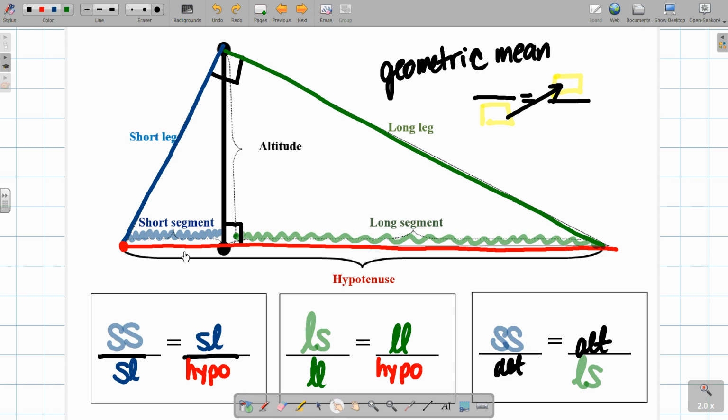So let's just trace this out. Let's trace out the first one. See the little finger there? Trace with me and say it. Short segment over short leg equals short leg over hypo. Say that one more time. Short segment over short leg equals short leg over hypo. Let's do the long segment. Long segment over long leg equals long leg over hypo. Do this last one. Short segment over altitude equals altitude over long segment. You need to have these memorized. So you might want to trace that a few more times.